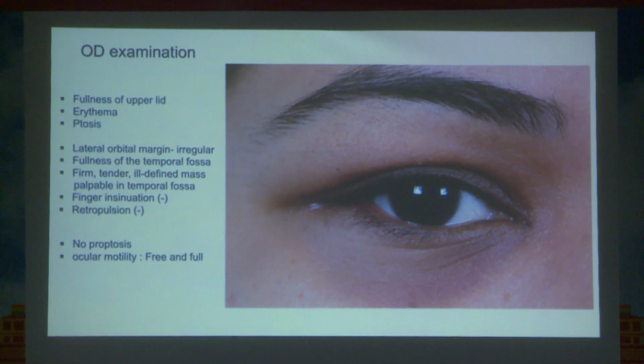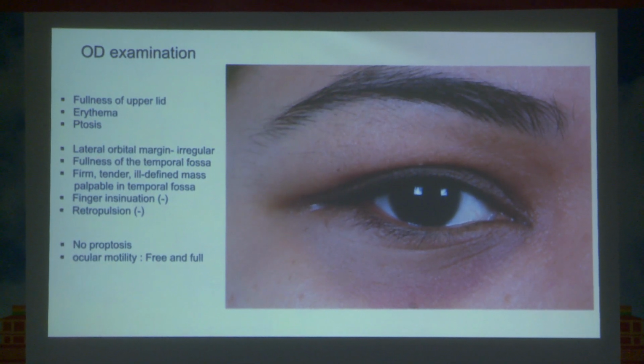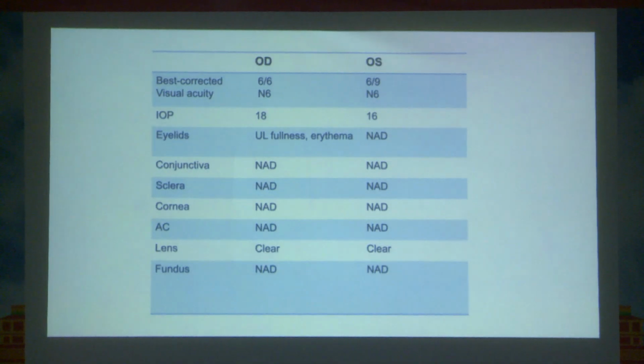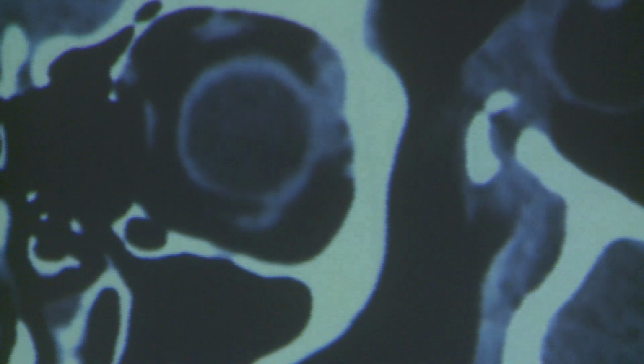Finger insinuation and retropulsion was negative. There was no proptosis seen in this case, and ocular motility was free and full. Rest of the examination, as you can see, was almost within normal limits.